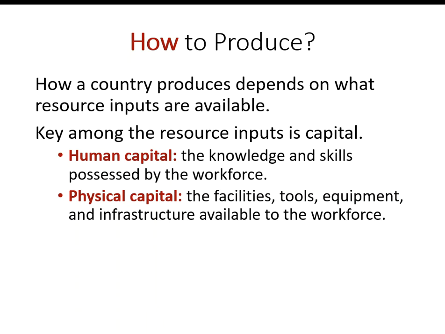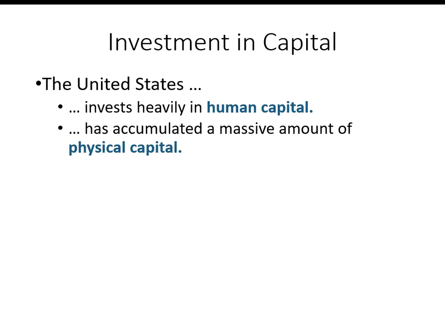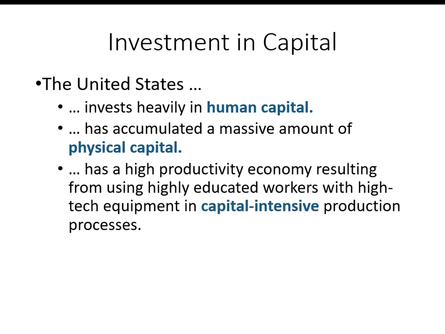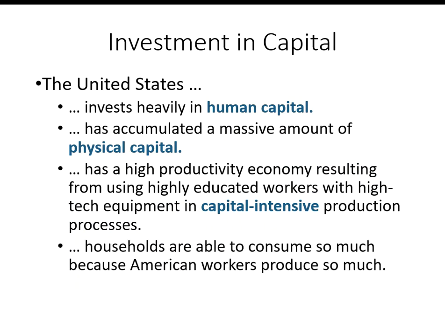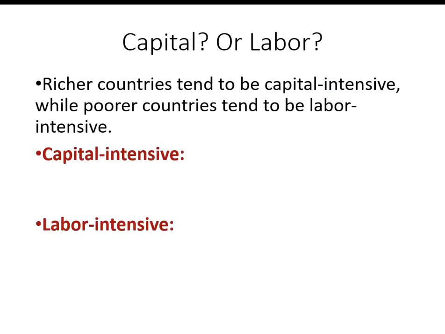Since I mentioned physical and capital intensive, for the US you have to understand we invest heavily in human capital, and we have accumulated a massive amount of physical capital as well. The US has a high-productivity economy resulting from using highly educated workers with highly technical equipment in capital-intensive production processes. In the US, households are able to consume so much because American workers produce so much.